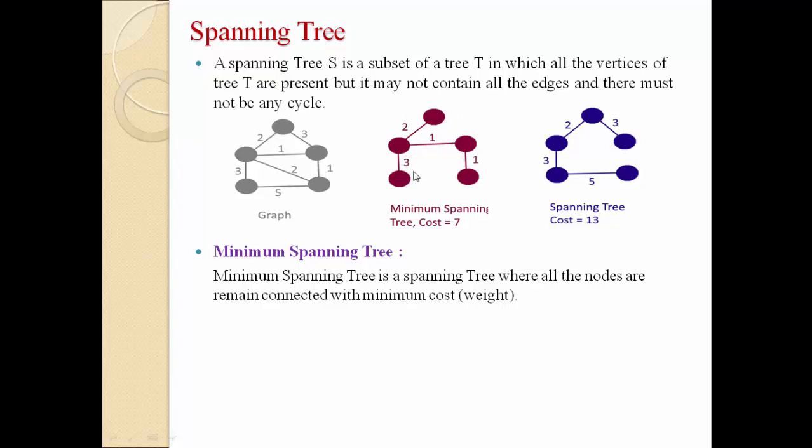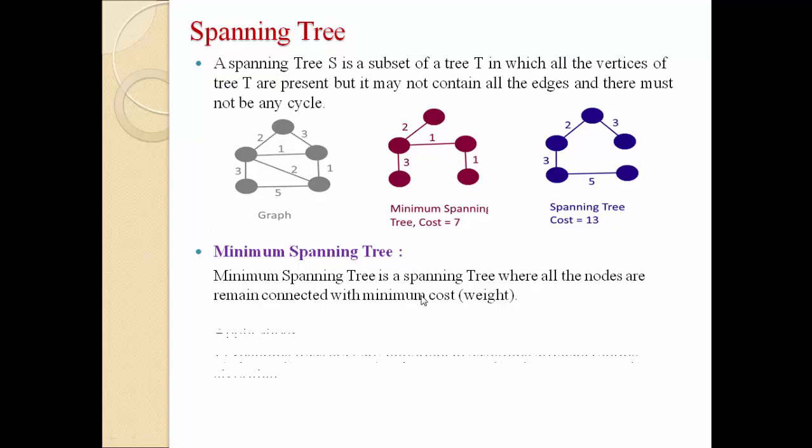So the cost of this spanning tree is 7, and the cost of another spanning tree is, for example, 3 plus 2, 5, 5 plus 5, 10, 10 plus 3, 13. So this is the cost of this spanning tree, that is 13. When we compare the cost of both these spanning trees, this is 7 and this is 13. So we can say this spanning tree is the minimum spanning tree, right? So for example, this graph has 10 or 15 spanning trees. Among all the spanning trees, we have to identify the spanning tree which has a minimum cost, and this spanning tree is known as the minimum spanning tree.